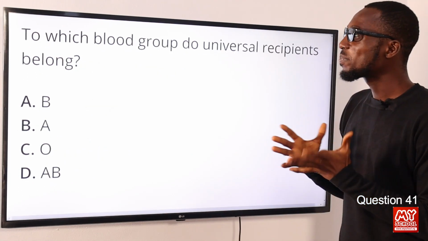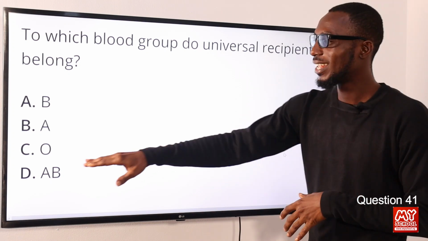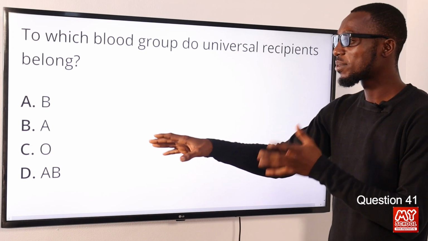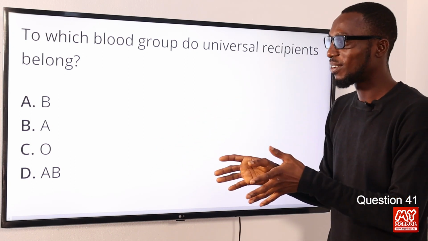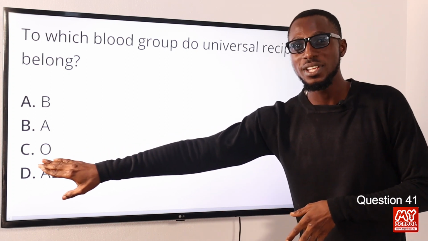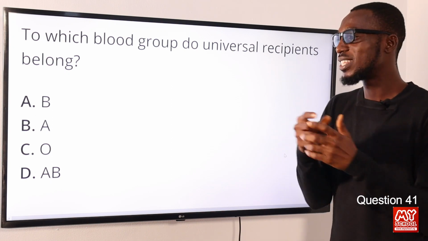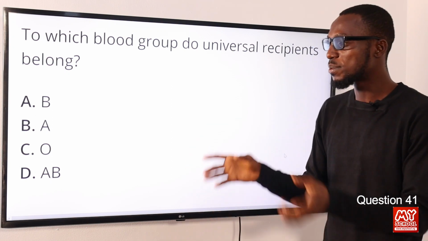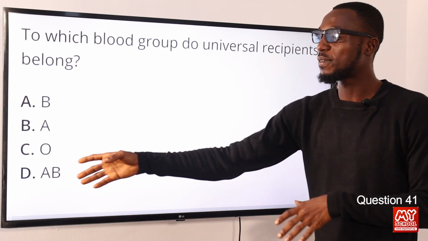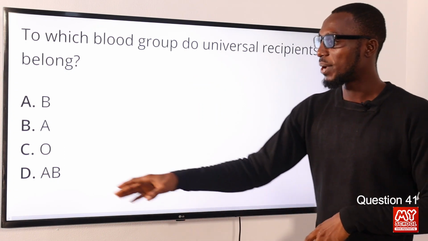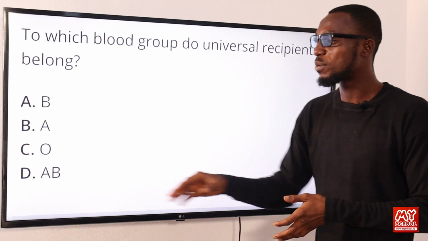41. To which blood group do universal recipients belong? That is AB, because their plasma does not contain either antibody A or antibody B. Blood group O is a universal donor because the red blood cells do not contain antigen A or antigen B, so they can donate to all blood groups but can only receive from group O. AB can receive from all blood groups, of course. So the correct option in response to the question is option D, blood group AB.